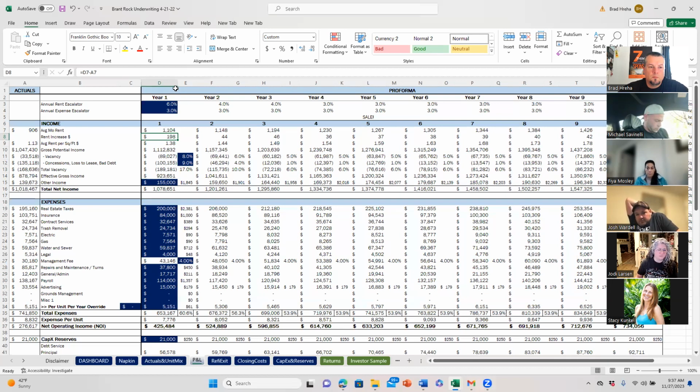So you can either put it in the loss to lease, or you can put it manually as a rent increase. Yeah, I always put it in the loss to lease. That difference between what it's doing and what it's supposed to do, I always put it in the loss to lease. Okay.